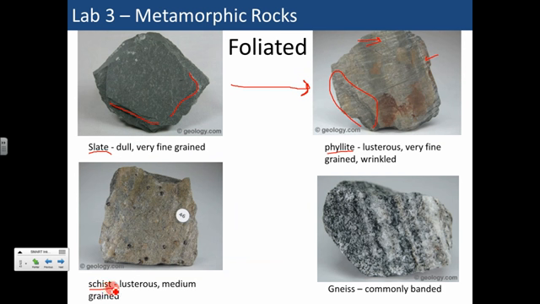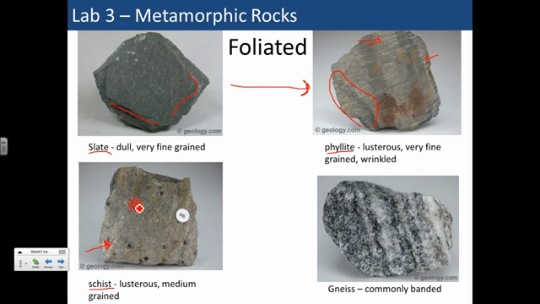Schist is the next rock in terms of grain size, and it is foliated again. This particular rock has grains that are giving off a shine or a sheen that you can see in this area here. And so you're starting to see grains pop out at you.